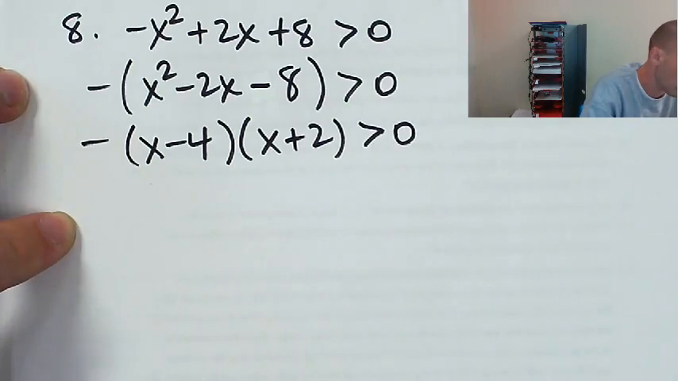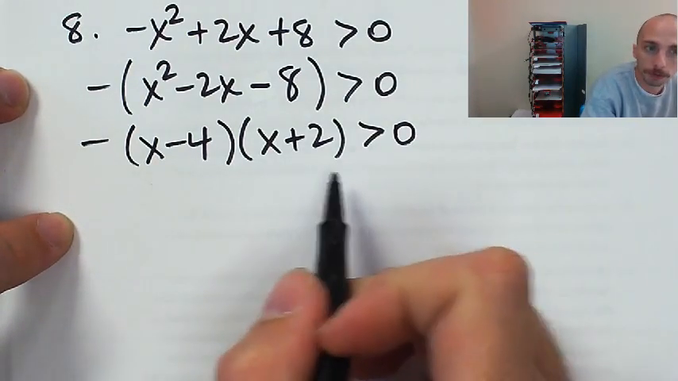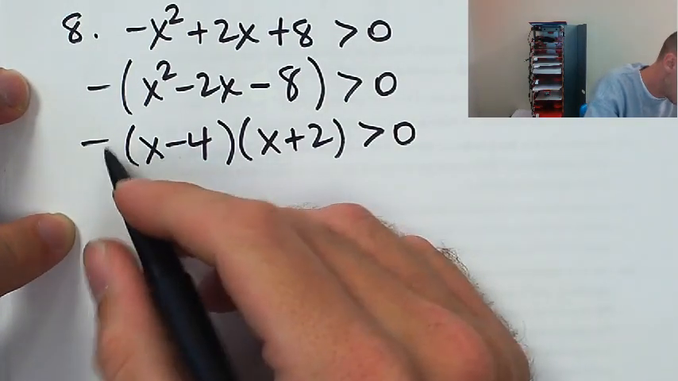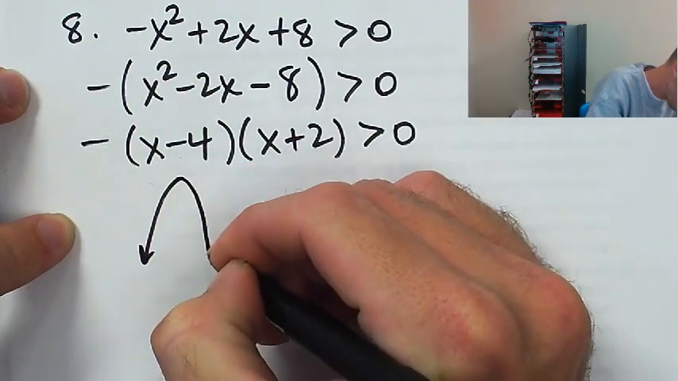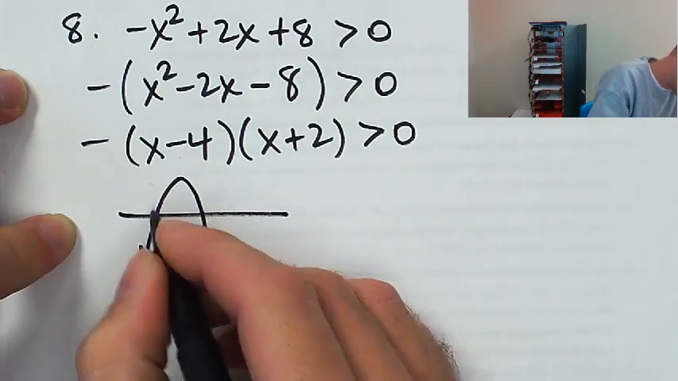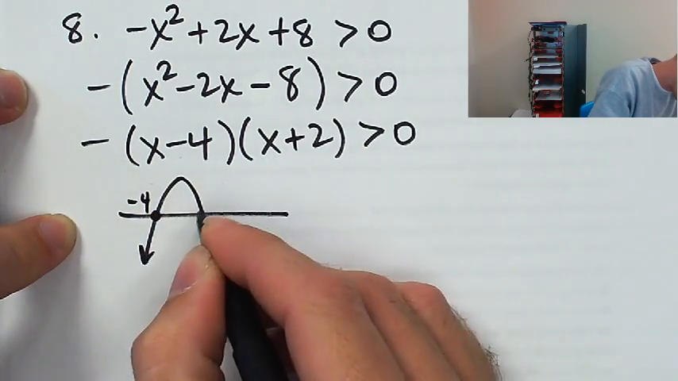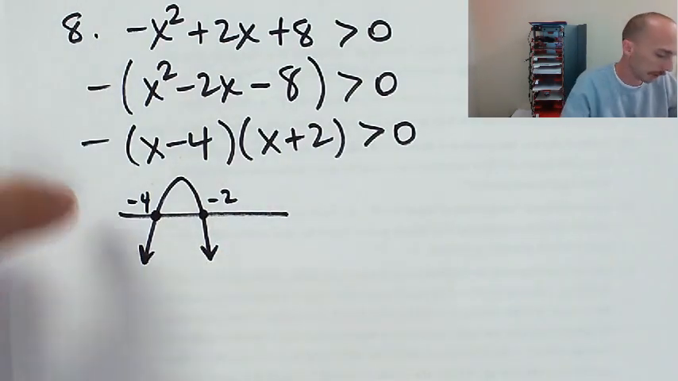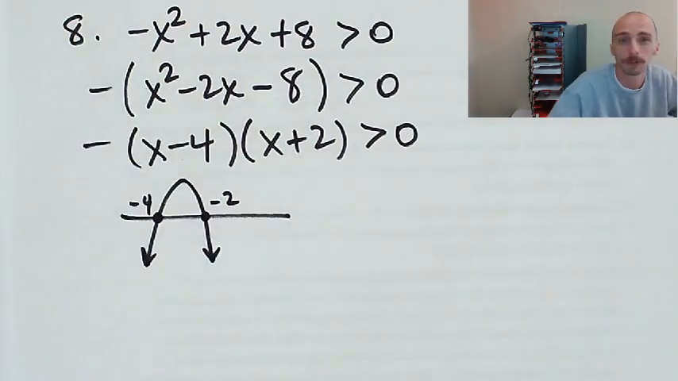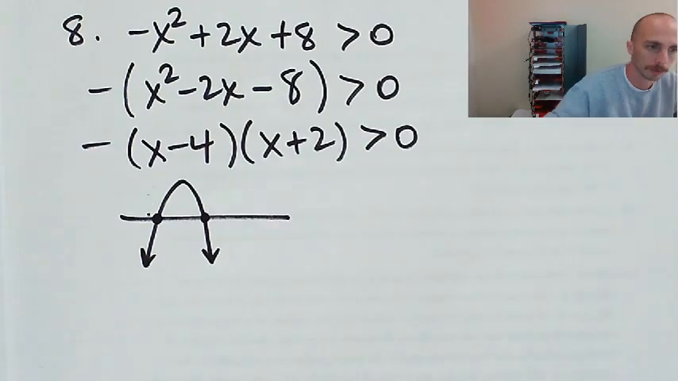Okay, and that's going to be greater than 0. I can draw a picture of this graph, because I know that it's opening down because of the negative x squared. It's got 2 zeros, one at negative 4 and one at negative 2. Nope, that's not true, right? X minus 4 equals 0 when x is positive 4. Okay, so I need to switch those.